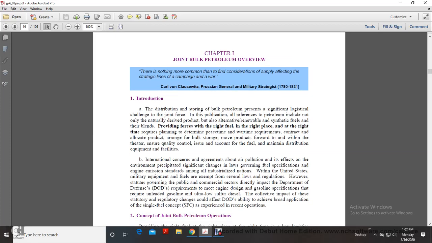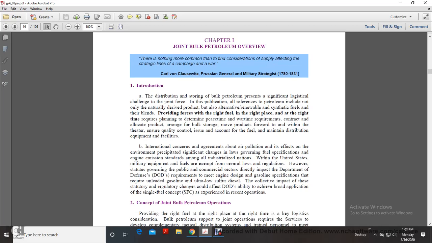Introduction. The distribution and storing of bulk petroleum presents a significant logistical challenge for the joint force. In this publication, all references to petroleum include not only naturally derived products, but also alternative renewable synthetic fuels and their blends. Providing the force the right fuel, in the right place, at the right time requires planning, determining peacetime and wartime requirements, contracting, allocating product, arranging for bulk product, moving products forward to and within the theater, ensuring quality control, and issuing and accounting for the fuel for the main distribution equipment and facilities.